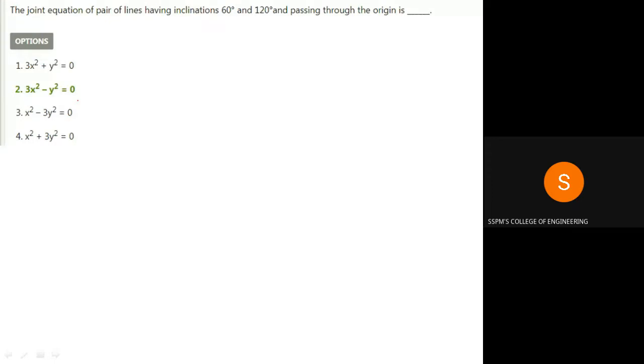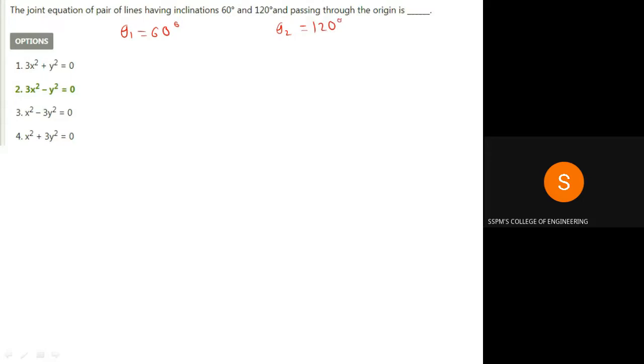So see, what is the question? The joint equation of a pair of lines having inclination 60 degree and 120 degree and passing through the origin. So we have to find the joint equation of the pair of lines. And what is given? Inclinations are given here. So first, theta 1 is equal to 60 degree, and theta 2 is given as 120 degree.